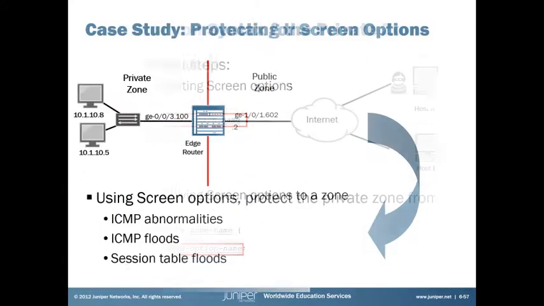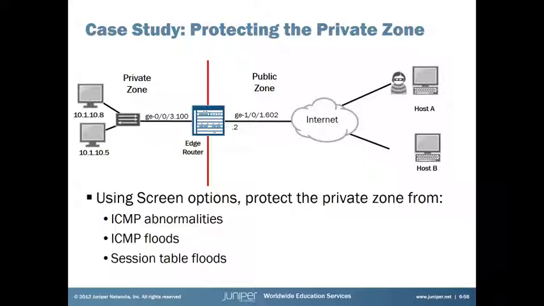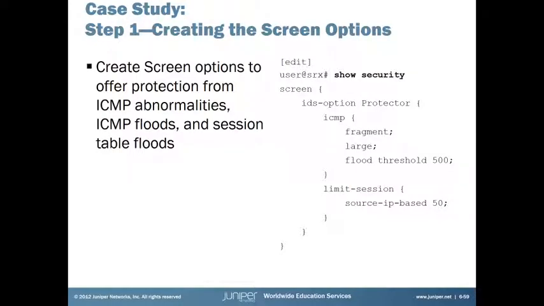Okay, so let's look at this case study here, protecting the private zone. We want to use screen options to protect the perimeter zone from ICMP abnormalities, ICMP floods, and session table floods. This is our configuration under security. We've got screen, IDS option, protector, ICMP, ping of death, fragment, large, and we've got a flooding threshold, and we've got a session limit. Source IP based, we've got a session limit of 50.